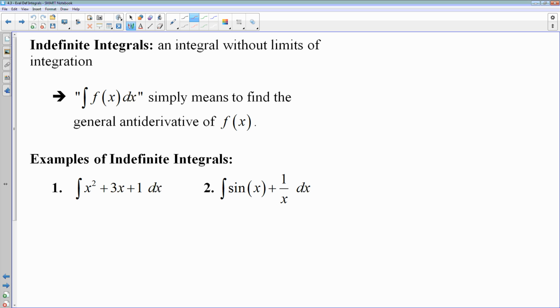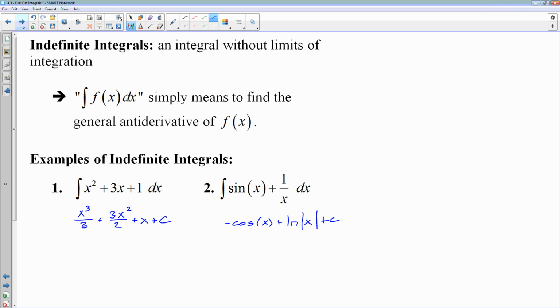So example number 1 here, if I want to find that antiderivative, then I'm simply going to add 1 to each exponent, divide by the new. Plus 3, add 1 to the old exponent, divide by the new. Antiderivative of 1 is x, and always remember the plus c. With this one, sine x plus 1 over x, it's an indefinite integral, so I'll just find the antiderivative. Antiderivative of sine is negative cosine x, and the antiderivative of 1 over x is the natural log of x. And don't forget the plus c. So that's what an indefinite integral is. It simply means find the antiderivative.